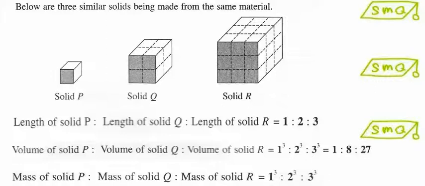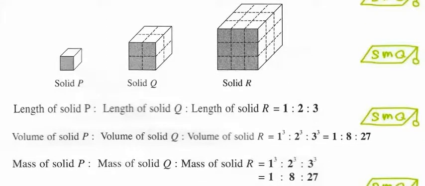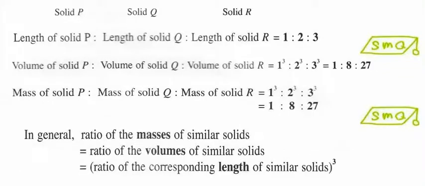The ratio of the volumes would then be 1 cubed is to 2 cubed is to 3 cubed, which we will get 1 is to 8 is to 27. We use the same method to find the ratio of the mass of each solid, which we will get 1 is to 8 is to 27. In general, the ratio of the masses of similar solids is equal to the ratio of the volumes of the solids, which is equal to the ratio of the corresponding length of the solid to the power of 3.